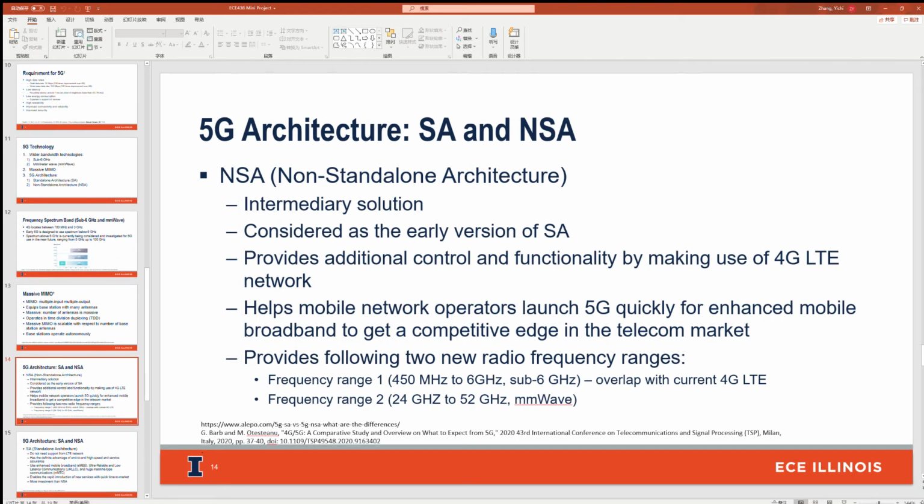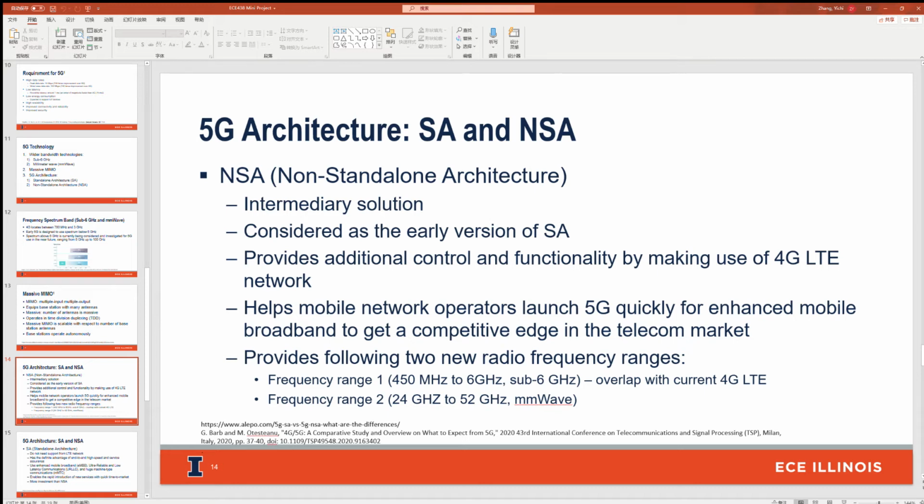So let's talk about the architecture of 5G. We have two, which are the NSA and SA. The NSA architecture is an intermediate solution that provides additional control and functionalities by making use of the current 4G LTE network. NSA is considered the early version of SA mode. It's fundamentally concentrated on enhanced mobile broadband, while 5G supported handsets and devices will make use of millimeter wave frequency for increased data capacity, but will continue to use existing 4G infrastructure for voice communications.